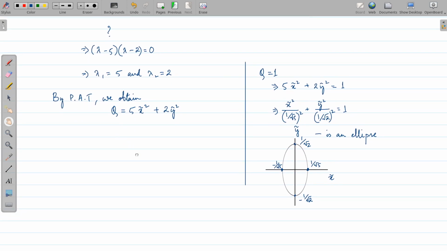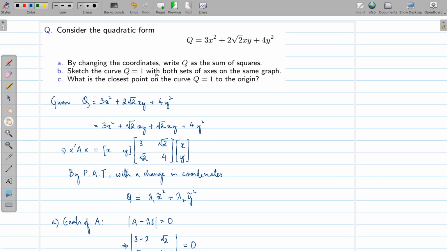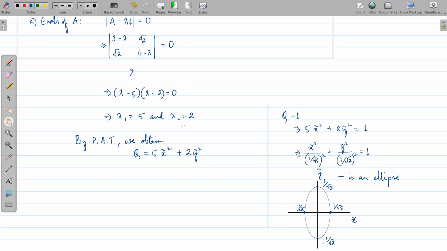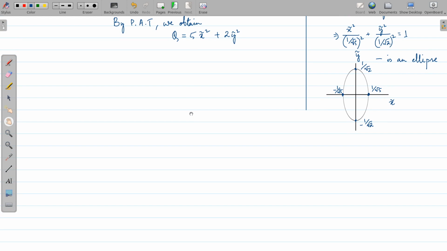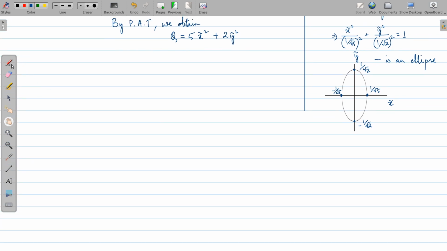Okay, so now the next problem is to sketch q equal to 1 for both sets of axes on the same graph. For this we have to again go to the principal axis. Remember that problem on the ellipsoid basin. So we found the principal axis. For this we need the eigenvectors. So this is part B. We need to compute the eigenvectors.